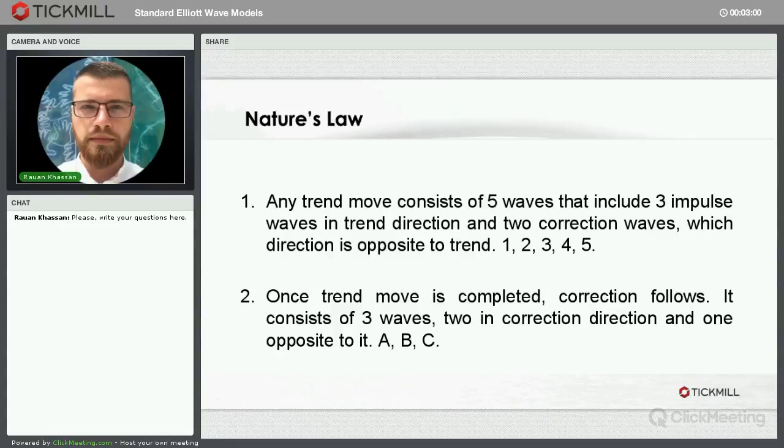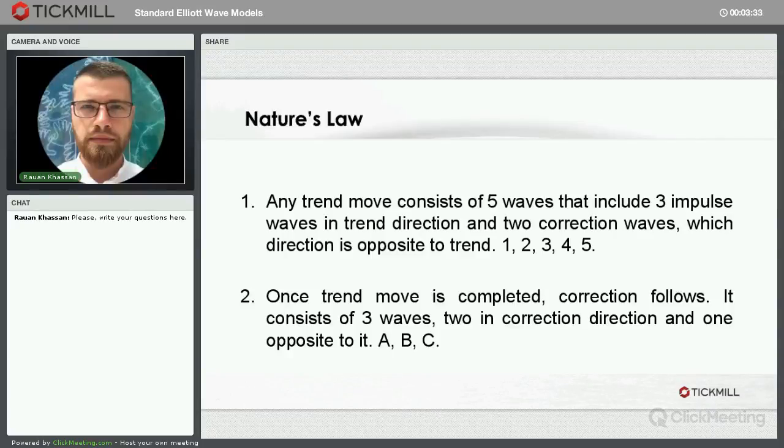Nature's Law gives two main insights on the regularities that were indicated by Mr. Elliott. At first, any trend move consists of 5 waves that include 3 impulse waves in the trend direction and 2 correction waves, whose direction is opposite to the trend. It's easily counted as 1, 2, 3, 4, and 5.